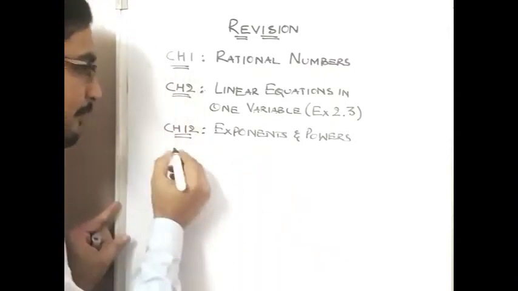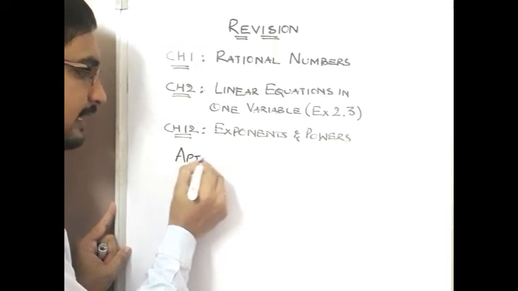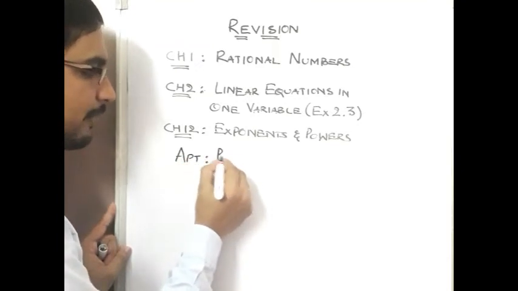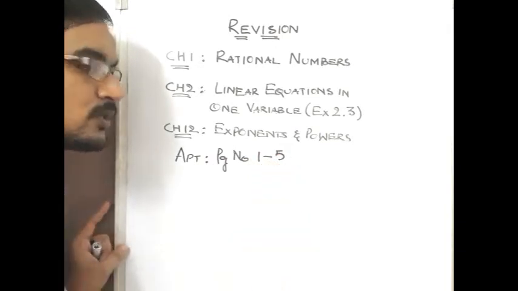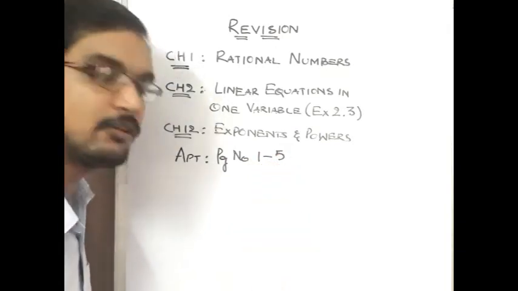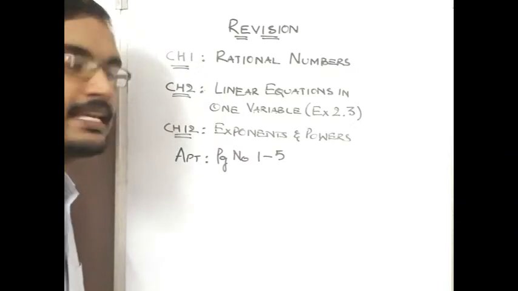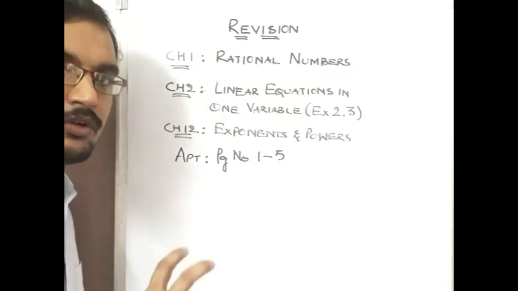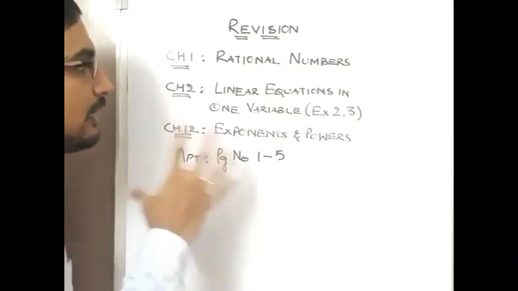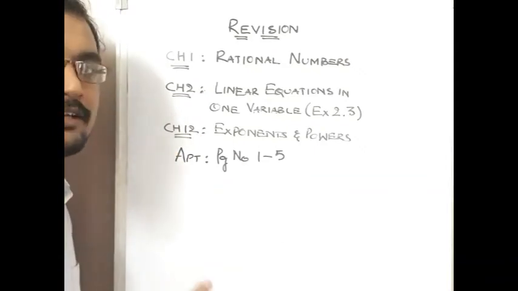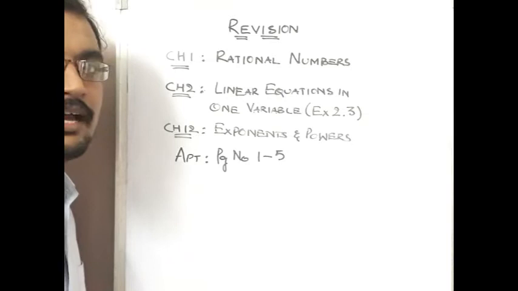And coming to the aptitude, as I have already given, it is going to be from page number 1 to 5. As I am going to start my session with rational numbers, I appreciate if you could check the videos again and again so that you will get a complete picture of exactly what concepts are to be covered in these chapters.